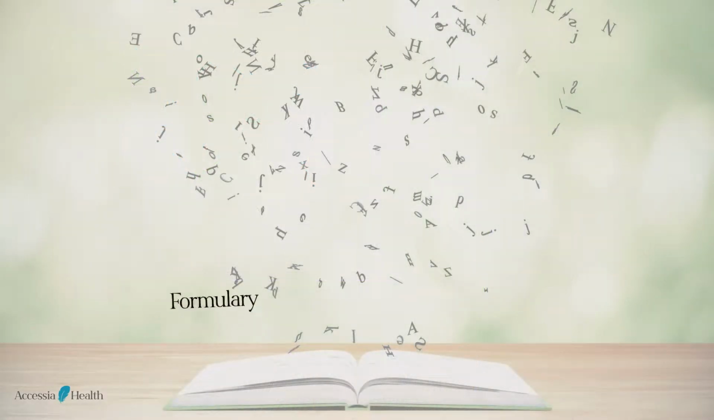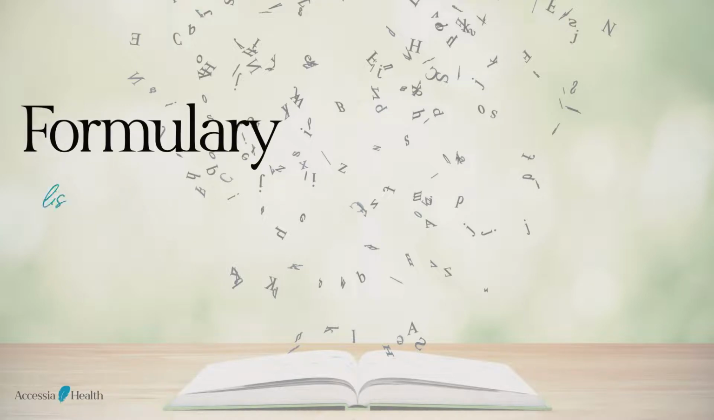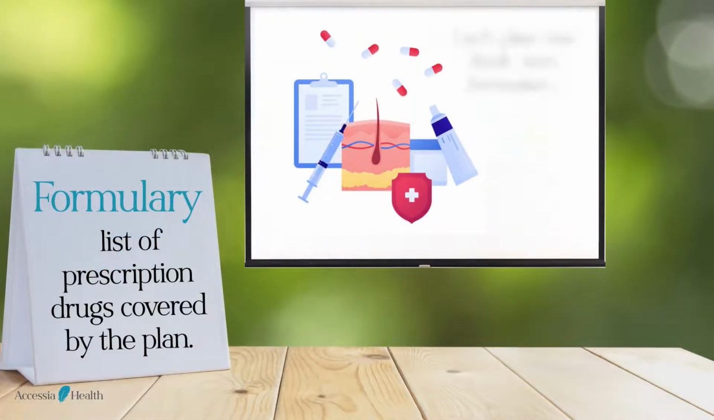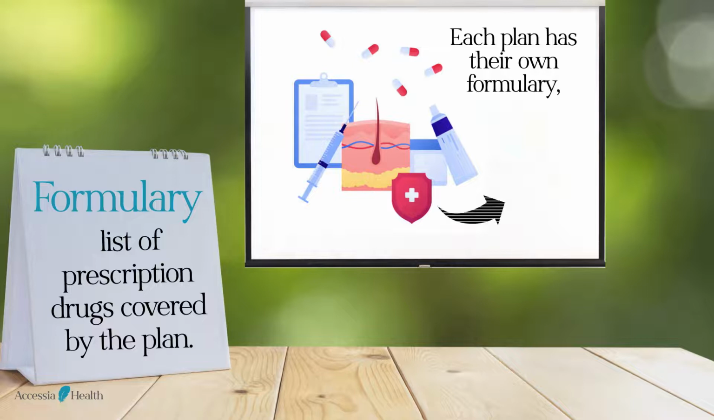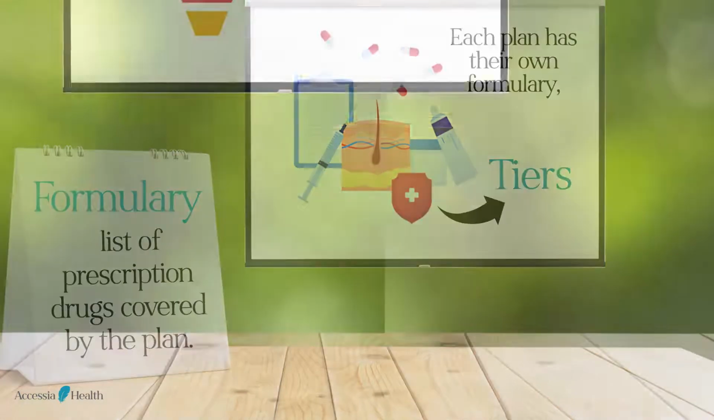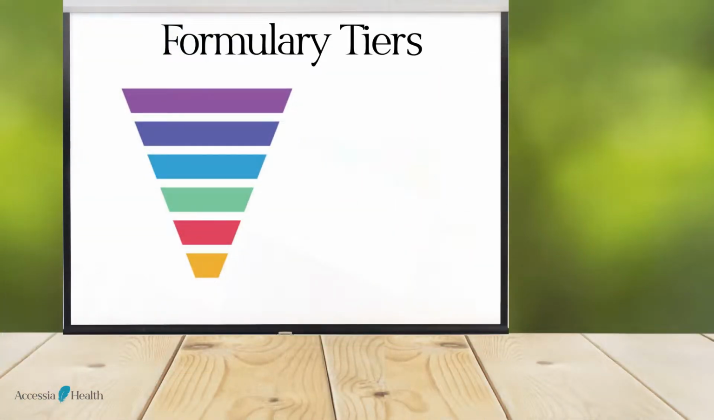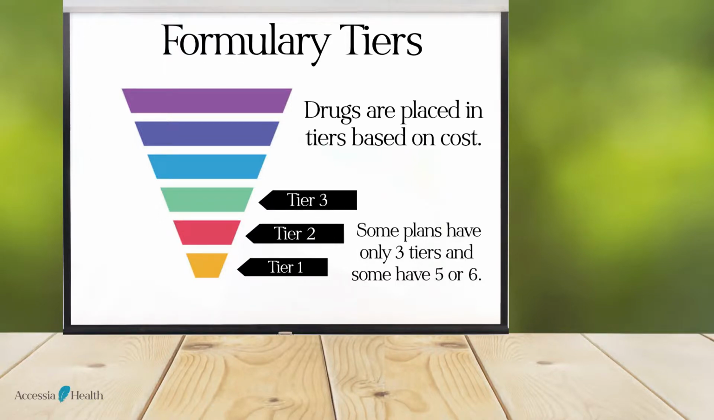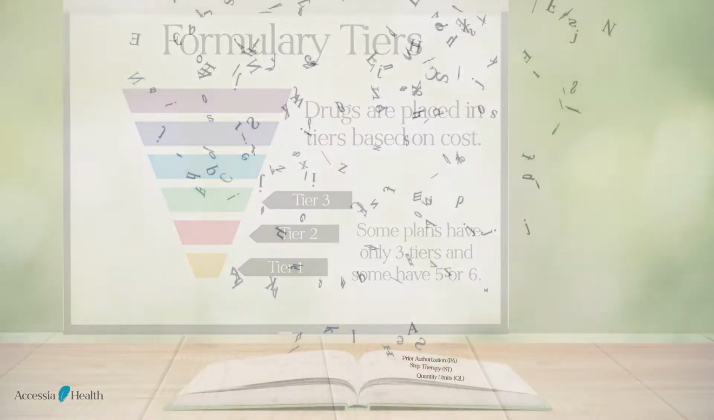Next, let's look at the term formulary. The formulary is a list of prescription drugs covered by the plan. Each plan has their own formulary of medications they will cover, which are usually listed in tiers. Formulary tiers categorize medications by cost, with the lower tiers being the least expensive medications. Some plans have only 3 tiers, and some can have as many as 5 or 6.